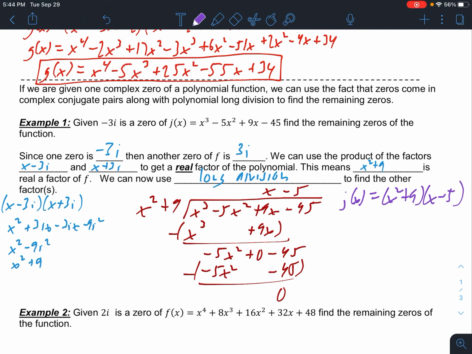And that is completely factored form, which means our final answers here are negative 3i, which we have, positive 3i, and then 5. So these are the remaining zeros. Negative 3i was given to us, so we don't need to write that again.